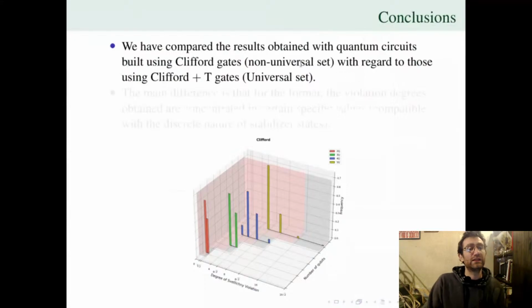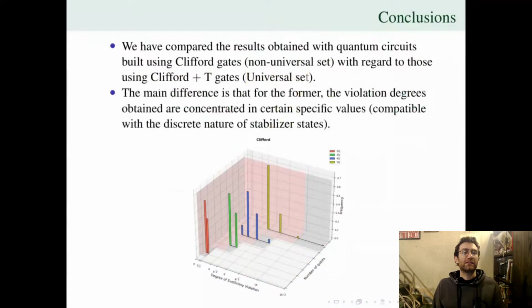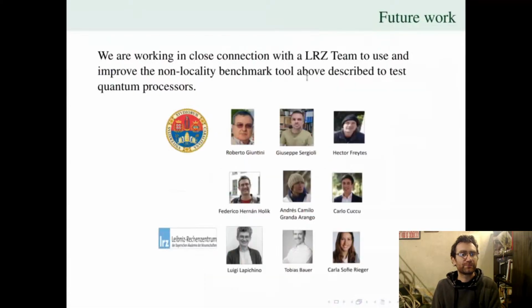And what we did is to compare the results obtained with quantum circuits using only Clifford gates, which is a non-universal and classically simulable set, with regard to those that use Clifford plus T gates, which has magic and is universal. The main difference that we find is that for the former, the violation degrees obtained are concentrated in certain specific values compatible with the discrete nature of stabilizer states.